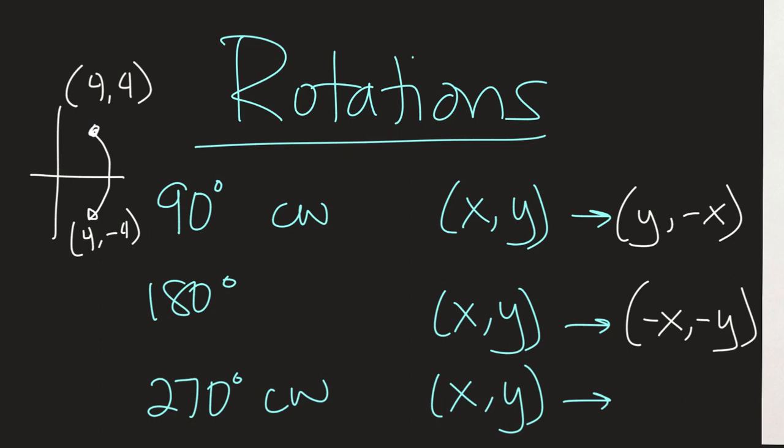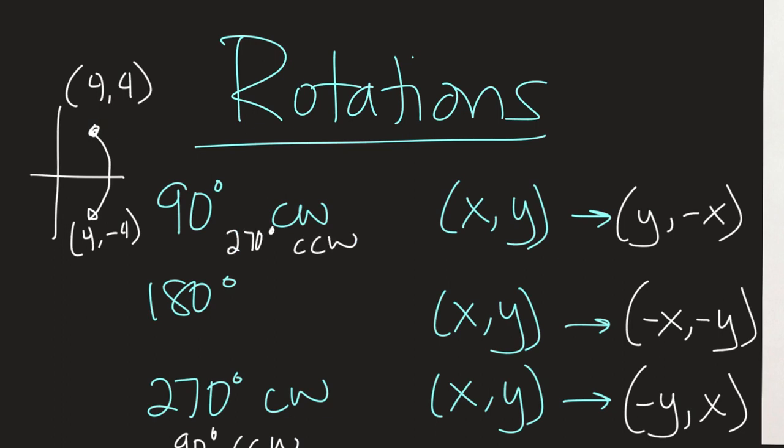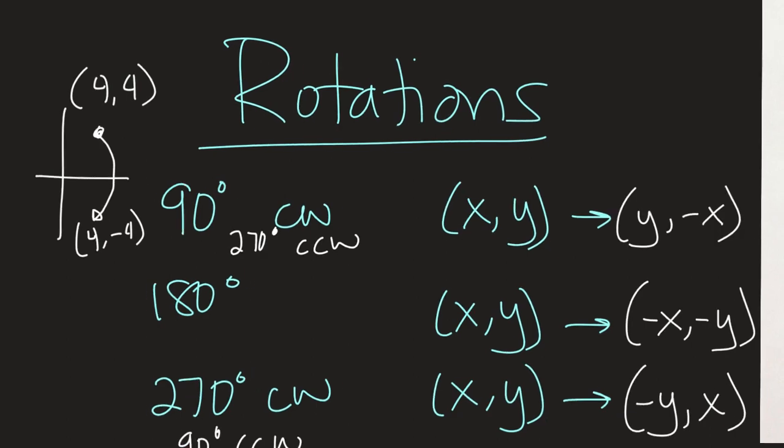And for a 270 clockwise, the y value, or your new x coordinate, became negative, and the y value stayed the same. Also, this is a 90-degree counterclockwise rotation, and this is a 270-degree counterclockwise rotation. So those things are the same: 90 clockwise and 270 counterclockwise. Those are the things that we've done so far.